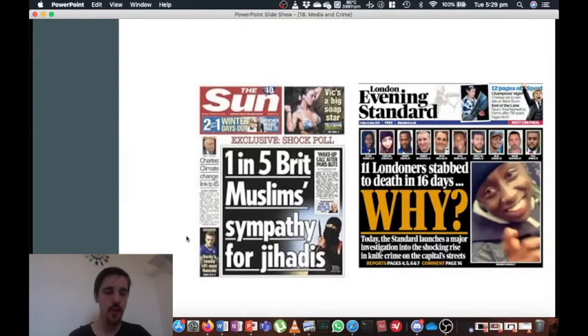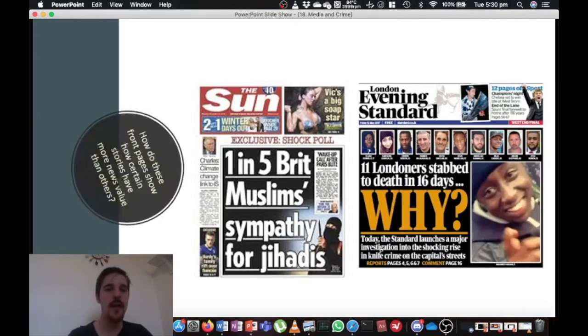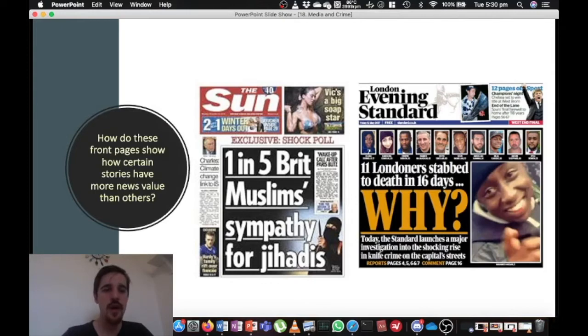So I want you to have a look at these two headlines here. And then there's a question: how do these front pages show how certain stories have more news value than others? So how is the Sun finding some stories, what's important to the Sun readers, and then you've got the Evening Standards. What is important to the Evening Standards readers? And you have this on page 97, where you have some space where you need to identify what you think are the values, what you think are important, and I'll let you pause the video, and then once you're done, move in and we'll look at agenda setting.